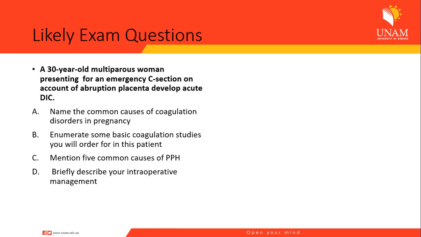A 30-year-old multiparous woman presenting for an emergency cesarean section on account of abruptio placenta develops acute DIC. I'm sure we are familiar with all of this. What are the common causes of coagulation disorders in pregnancy? Enumerate some basic coagulation studies you will order for in this patient. Mention 5 common causes of postpartum hemorrhage. And briefly describe your intraoperative management.